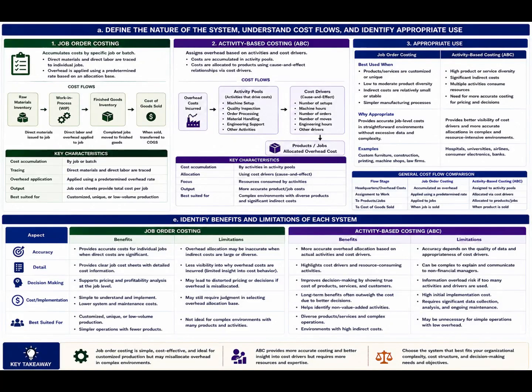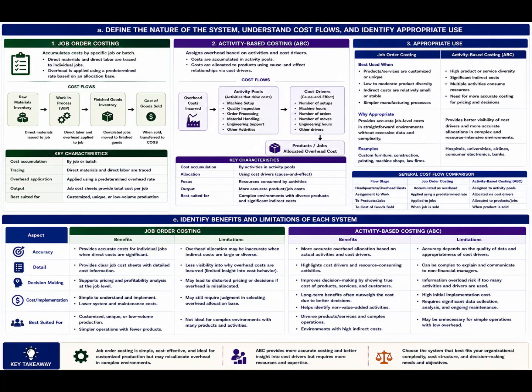A. Define the nature of the system, understand cost flows, and identify appropriate use. Job order costing accumulates costs by specific job or batch. Direct materials and direct labor are traced to individual jobs, while overhead is applied using a predetermined rate. Cost flows move from raw materials to work in process, WIP, then to finished goods and cost of goods sold.